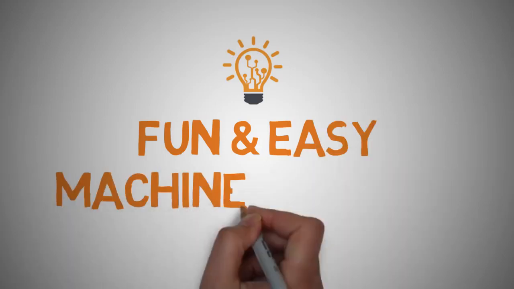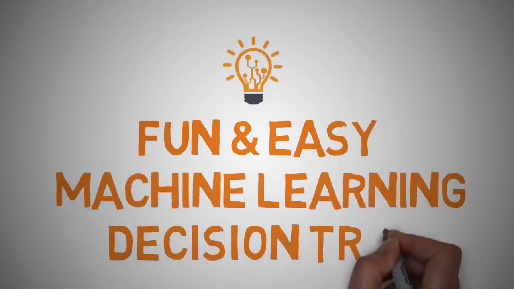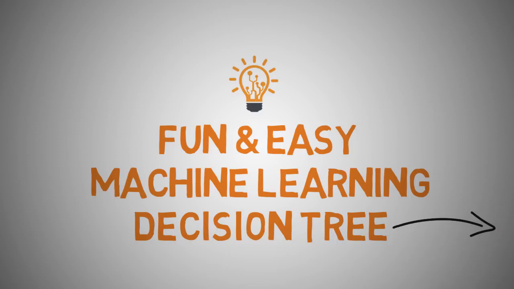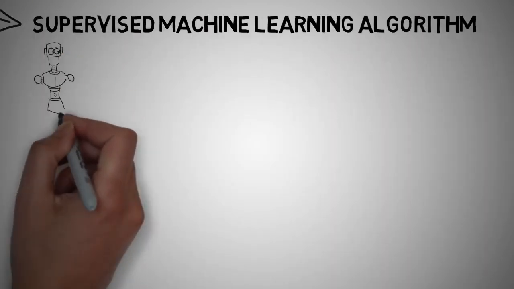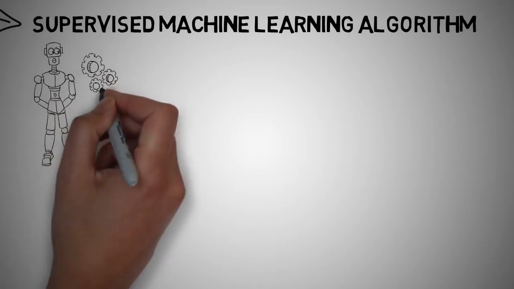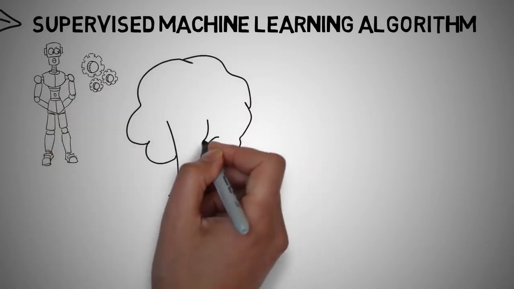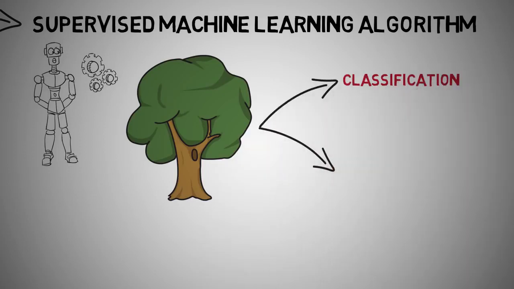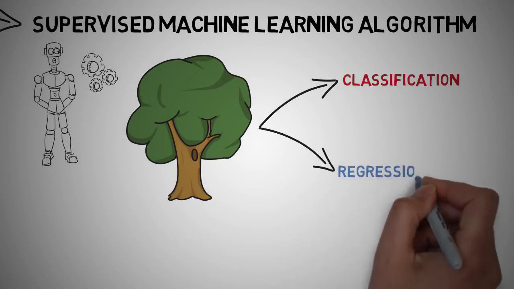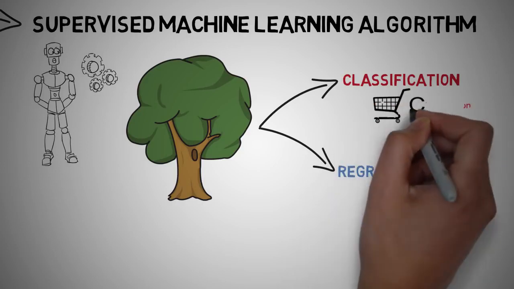And welcome to another fun and easy machine learning tutorial on decision trees. A decision tree is a type of supervised learning algorithm that is mostly used in classification problems. A tree has many analogies in life, and turns out it has influenced a wide area of machine learning, covering both classification and regression trees, otherwise known as CART.